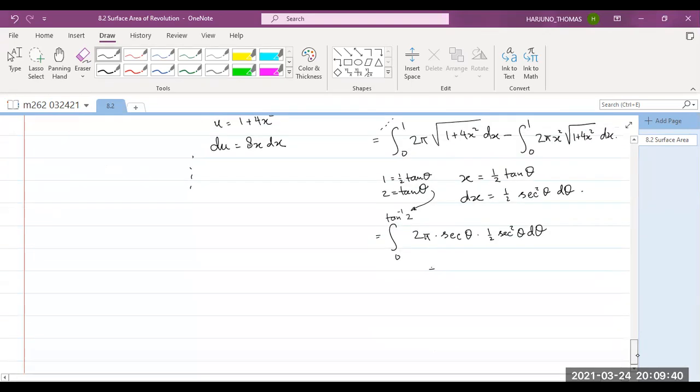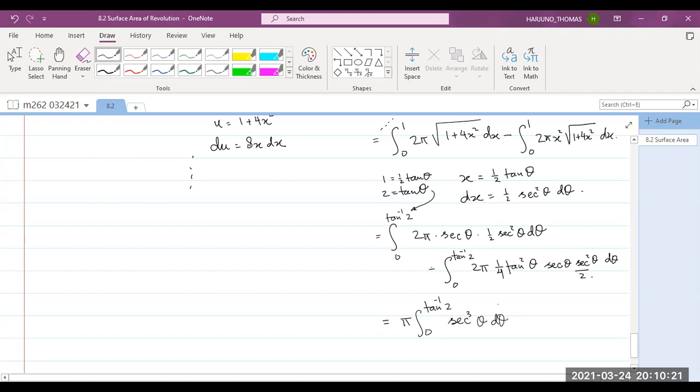Minus integral from 0 to tangent inverse 2 of 2 pi times 1/4 tangent squared theta secant theta secant squared theta d theta over 2. So on the first integral, the pi can come out. This is integral from 0 to tangent inverse 2 of secant cubed theta d theta.